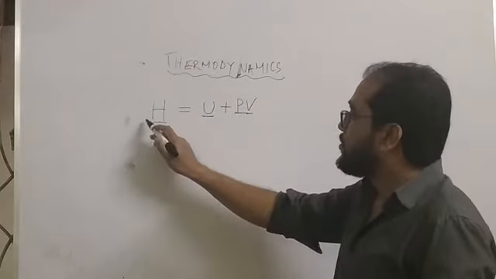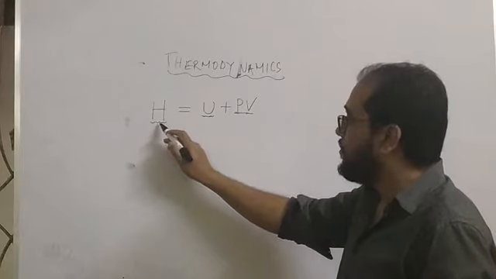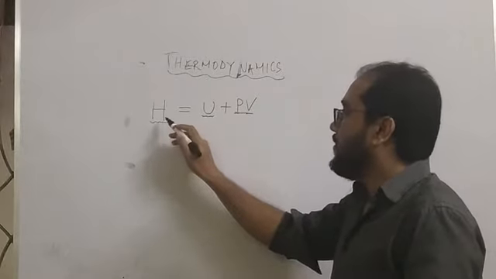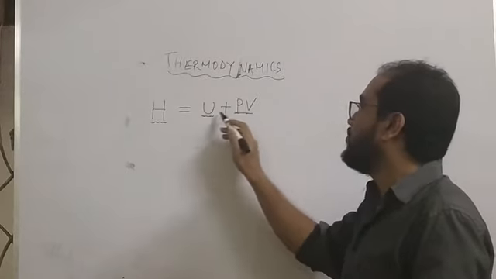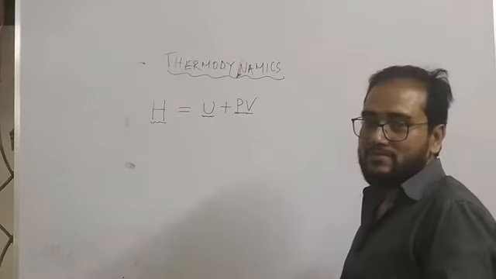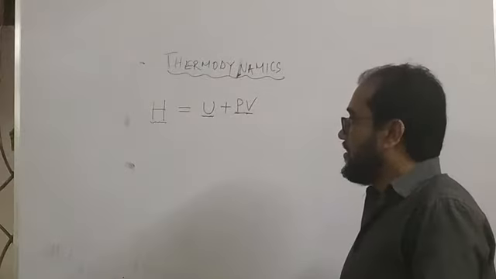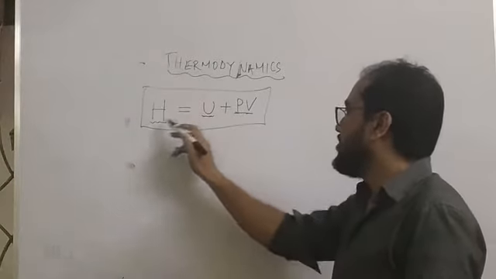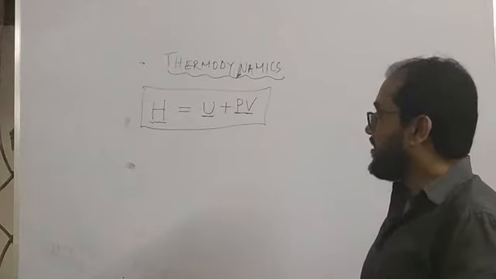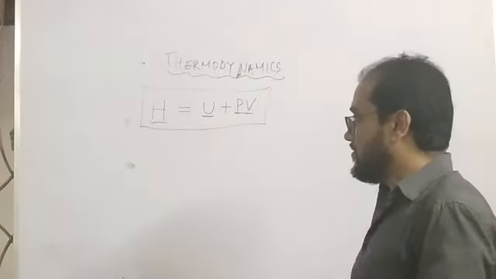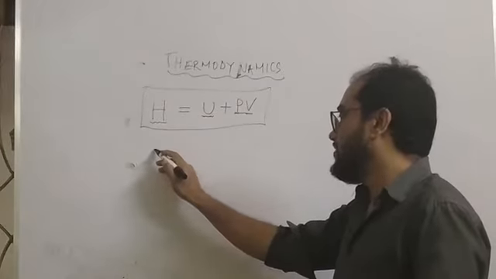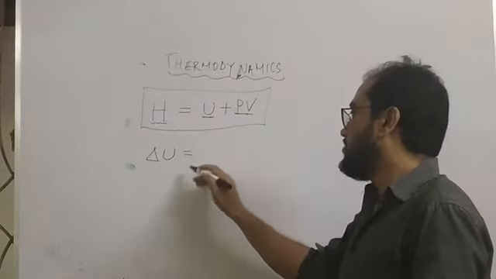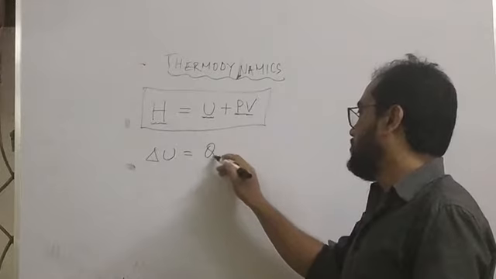But students start wondering where this definition came from. How is it said that H equals U plus PV? Where did it come from? Now, this has an origin. Remember the first law of thermodynamics, we all know: delta U equals Q plus W.